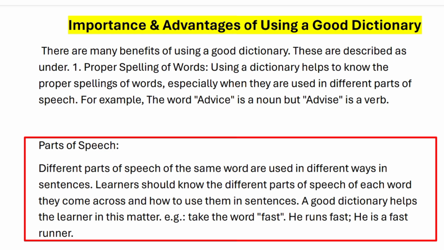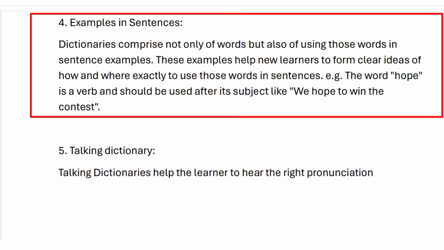2. Parts of speech. Different parts of speech of the same word are used in different ways in sentences. Learners should know the different parts of speech of each word they come across and how to use them in sentences. A good dictionary helps the learner in this matter. For example, take the word fast. He runs fast. He is a fast runner.